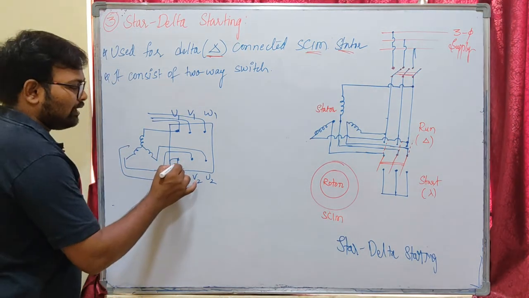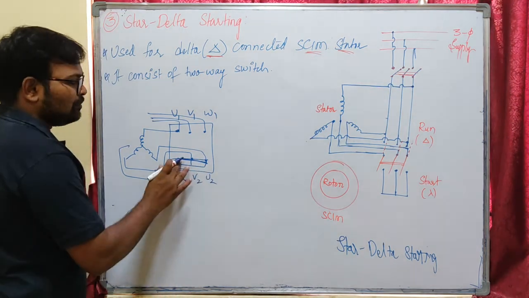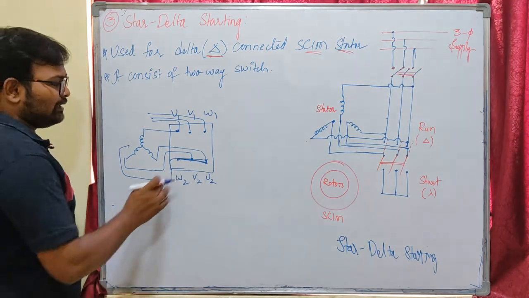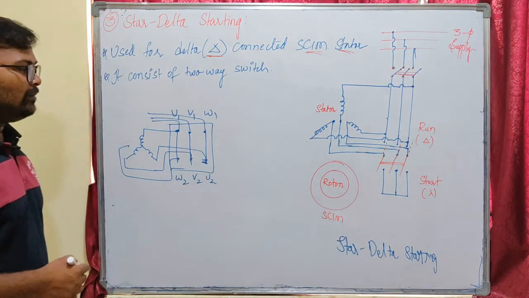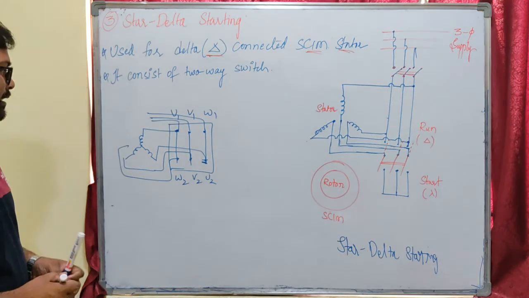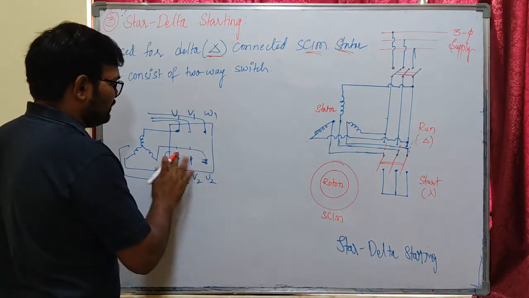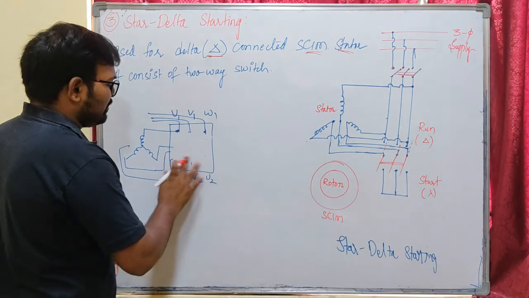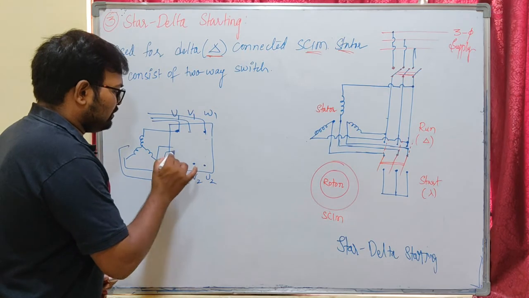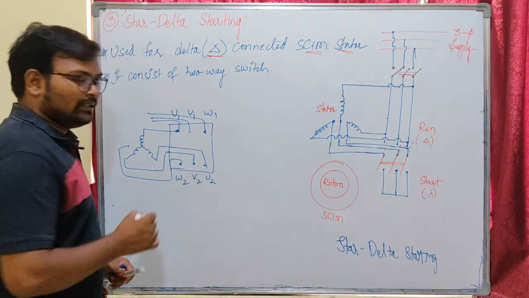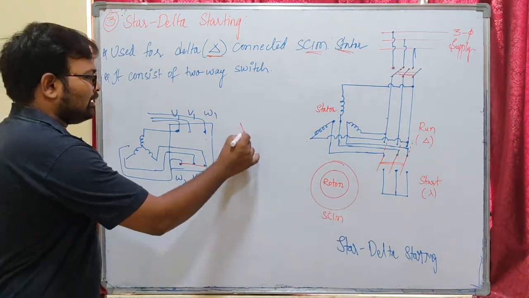If you connect these three points using one bar, this will be a star connected stator winding, or if you connect like this, it will be a delta connected stator winding. I earlier told you about the stator connection. The winding of the stator can be connected in star or delta using our terminal box. Here if you want a star connected stator, you have to short circuit these three terminals. This will be my star connected stator.